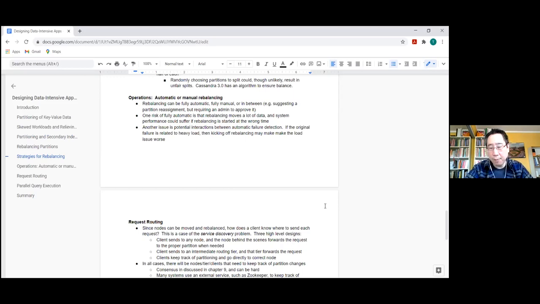So maybe what you want is a system that's semi-automated where it detects the problem, alerts the operator and says, hey, this partition is getting really big, maybe we want to split it to try and balance the workload. And then the operator can decide, it's 8 p.m., I'm not going to press go, I'm actually going to wait a few hours, then when it's not our peak busy time, I'm going to say, okay, go ahead and do it now.